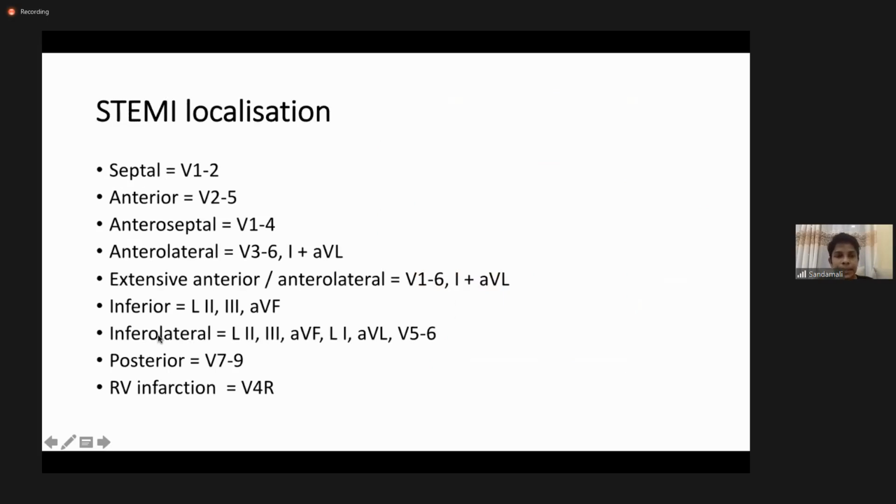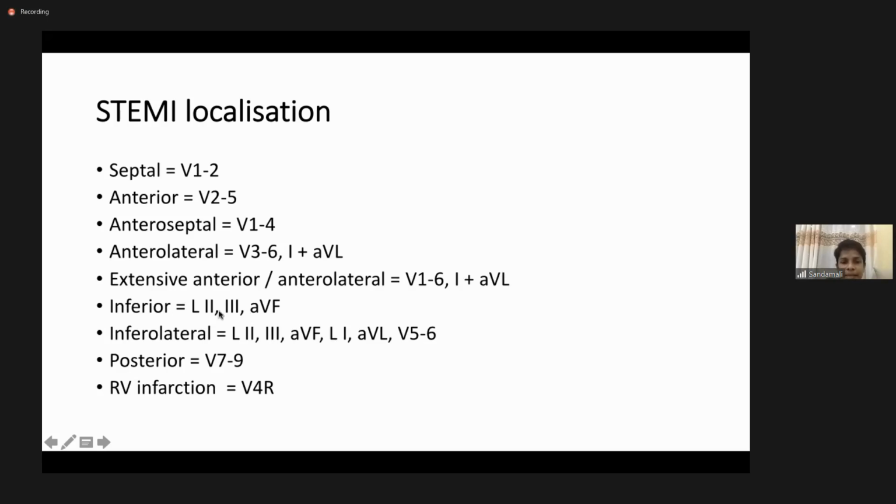So, depending on the leads in which the ST elevation occurs, we can localize into septal, anterior, anteroseptal, likewise. As you can see, if V1, V2 are involved, it's called septal STEMI, and V2 to V5, it is anterior STEMI. If it involves V1 to V4, then it is named anteroseptal STEMI. And if V3 to V6, L1 and AVL are involved, it is called anterolateral. If the whole chest leads V1 to V6 and also the lateral leads are involved, it is called extensive anterior STEMI.